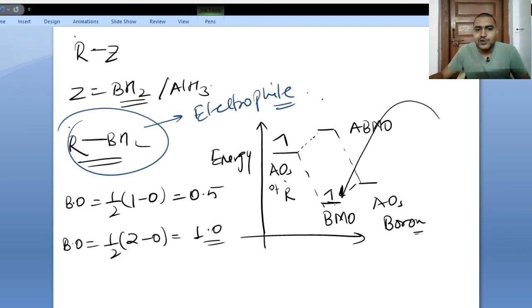So a free radical can be an electrophile or a nucleophile. It depends on the substituent that is attached to the free radical. I hope these are some beautiful concepts that might interest you in organic chemistry.